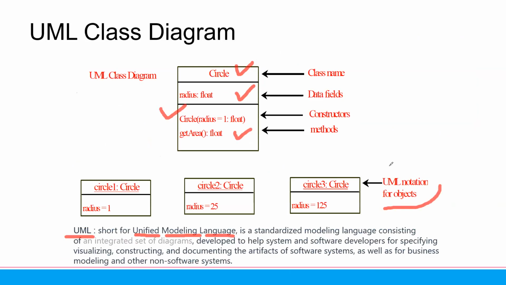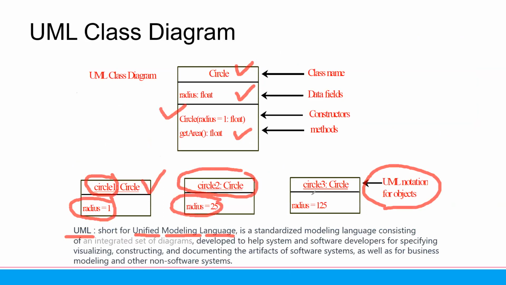For the object, we can also have another UML to indicate that this is circle number 1, or object number 1, and we can see that the radius is 1. This is circle 2, and the radius is 25. This is circle 3, and the radius is 125. Okay, so we call this the class diagram. Constructor, I will explain in the next lecture. Okay. Thank you for your question.